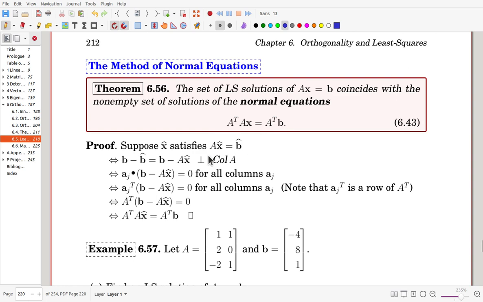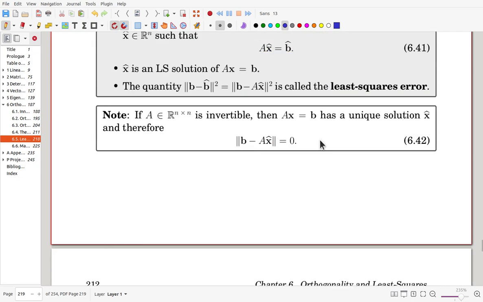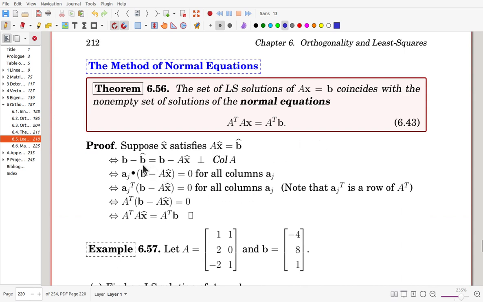Let's see the proof. It's worth considering the proof. We start with the assumption that x hat satisfies that equation, which means that x hat is a least squares solution. Then b minus b hat, geometrically that vertical, normal vector, is the same as b minus Ax hat, because b hat is the same as Ax hat. That is normal to the column space of A. That means that the column space is generated by the columns of A.